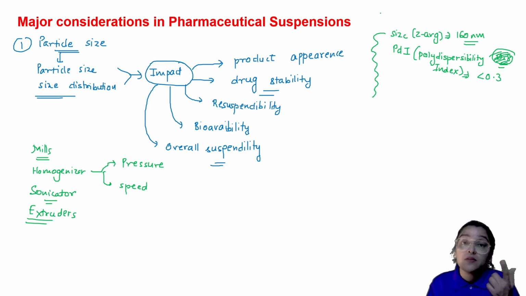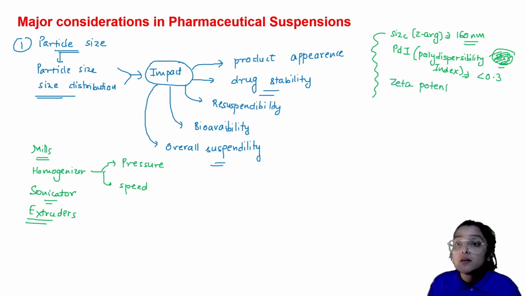So one more thing, if you are working on nano sizes, there are instruments available that can help you measure the particle size, like the Zetasizer Nano. Okay, other than that, there is one thing called zeta potential also.